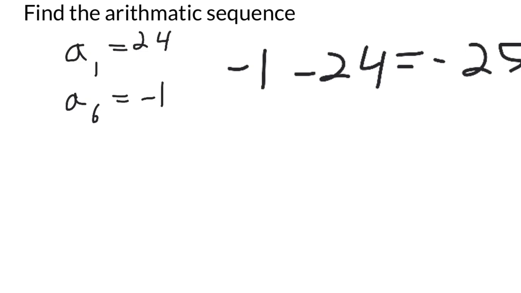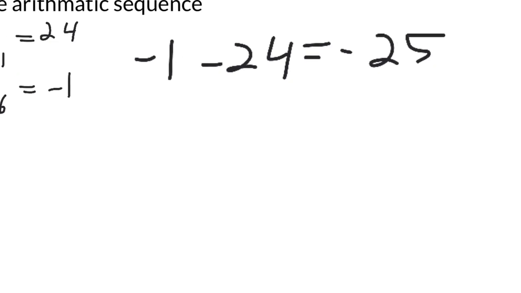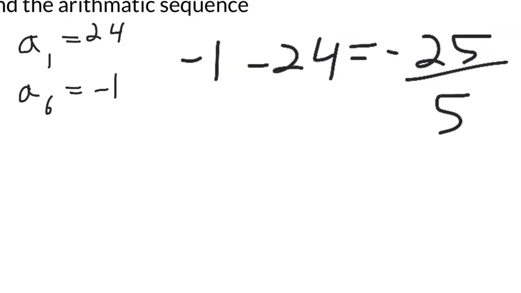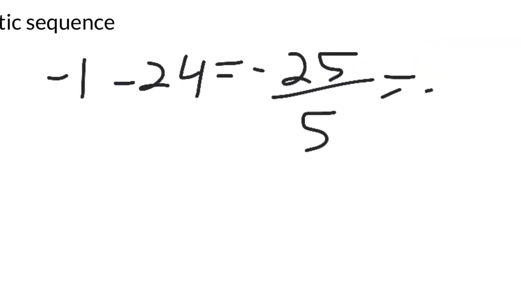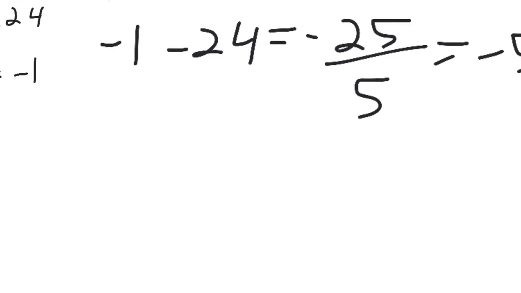Now, since it's arithmetic, that means it increases or decreases by the same amount each time. So since we started at the first term and we get to the sixth term, that means we can average it out over the 5 terms that we went: A sub 1, A sub 2, A sub 3, A sub 4, A sub 5. So by taking that average, we find the common difference. The common difference is -5 for these points.